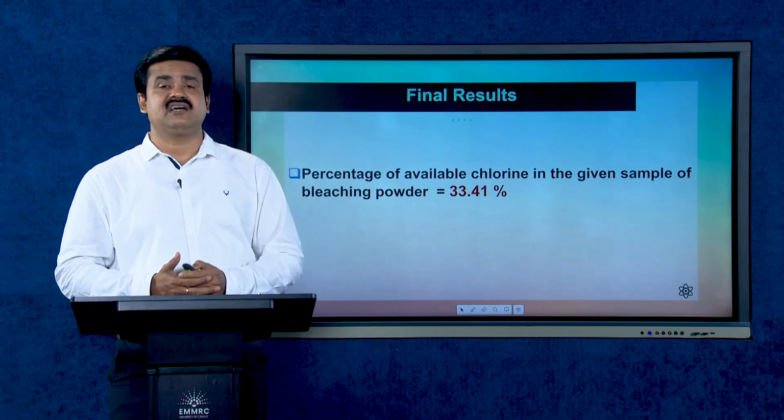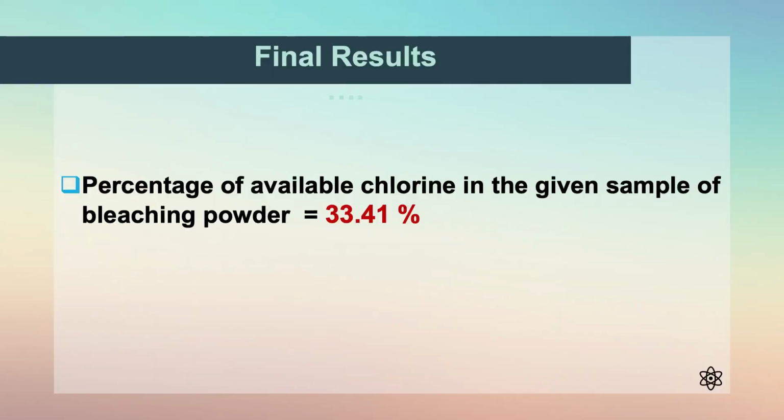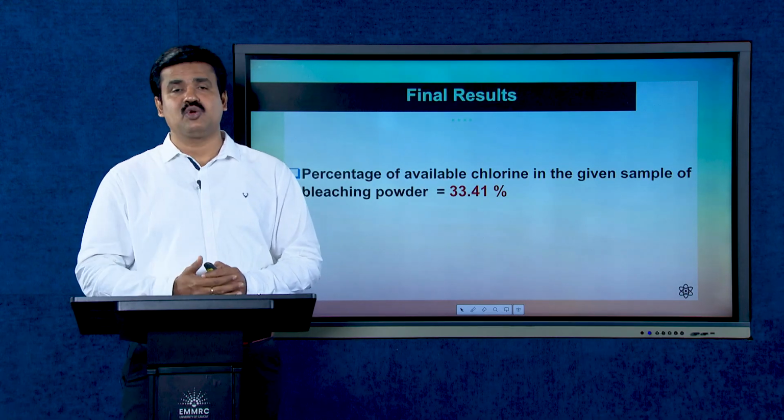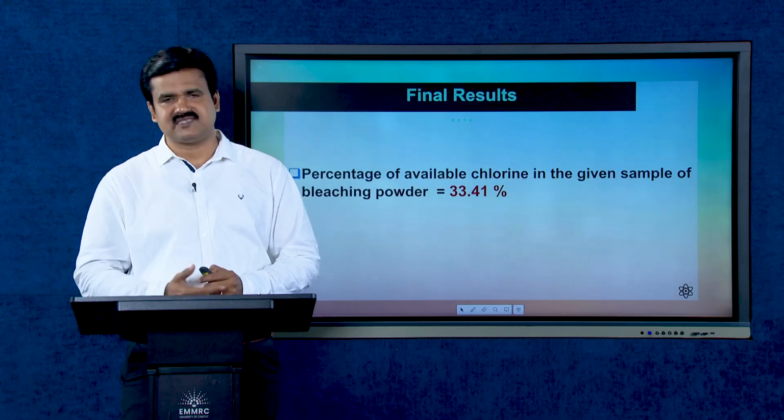The final results of the experiment is shown here. The percentage of available chlorine in the given sample of bleaching powder is equal to 33.41%. Thus, we have evaluated available chlorine content in a given sample of bleaching powder as its percentage.